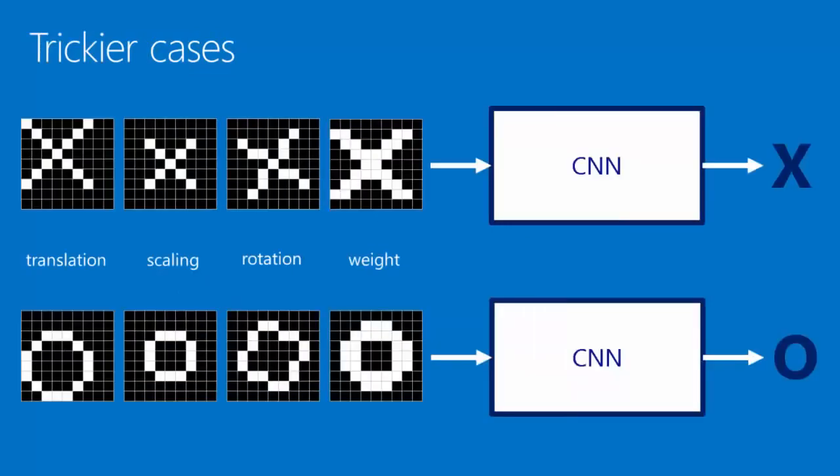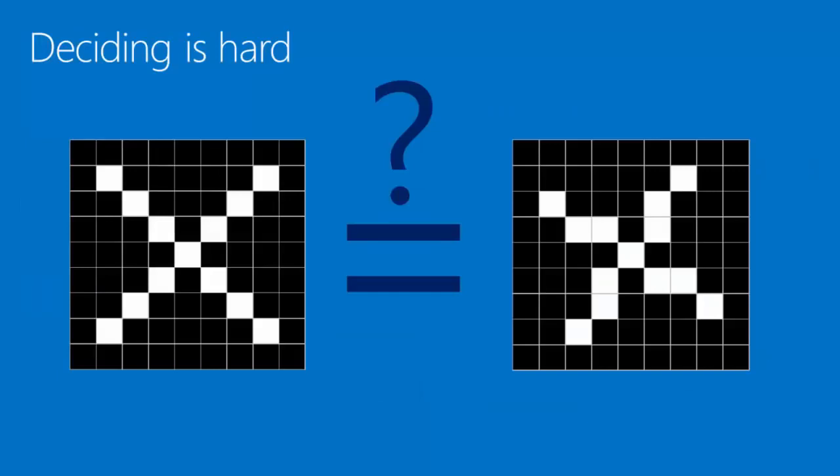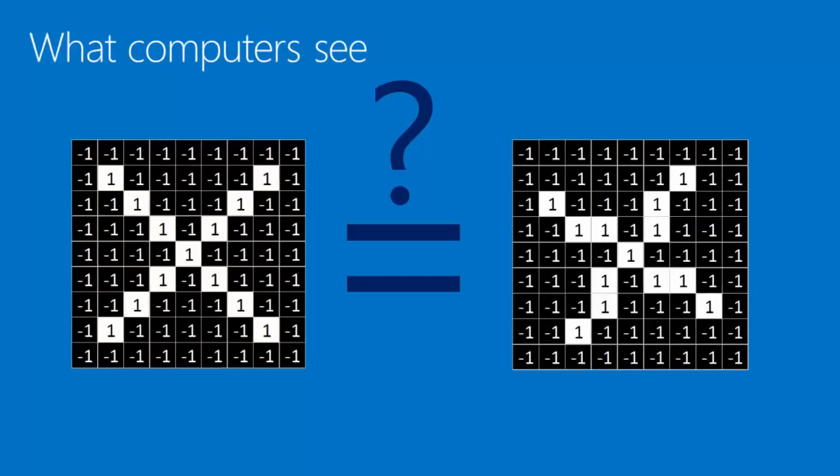So how a CNN does this has several steps in it. What makes it tricky is that the X is not exactly the same every time. The X or the O can be shifted, it can be bigger or smaller, it can be rotated a little bit, thicker or thinner, and in every case we would still like to identify whether it's an X or an O. Now the reason that this is challenging is because, for us, deciding whether these two things are similar is straightforward. We don't even have to think about it. For a computer, it's very hard.